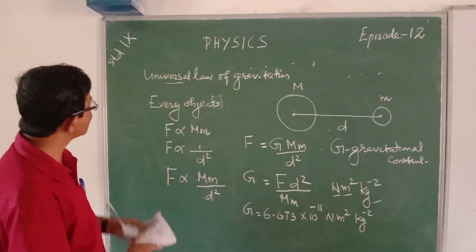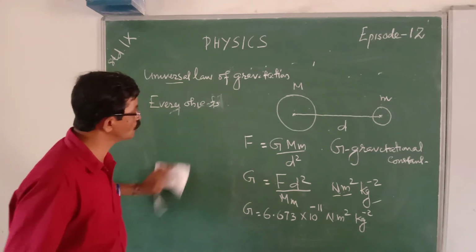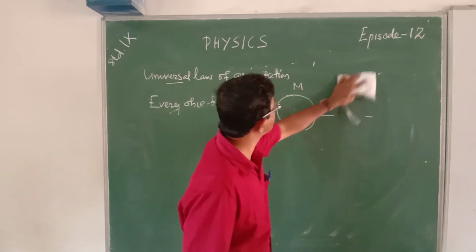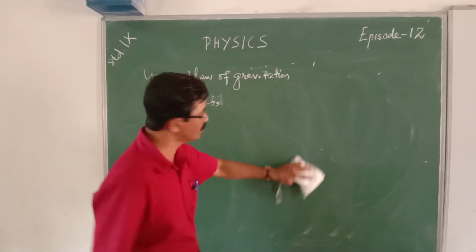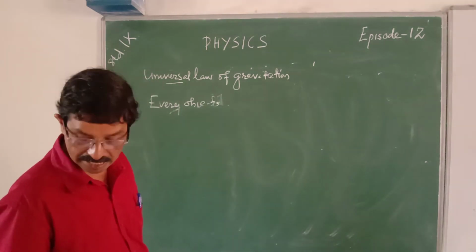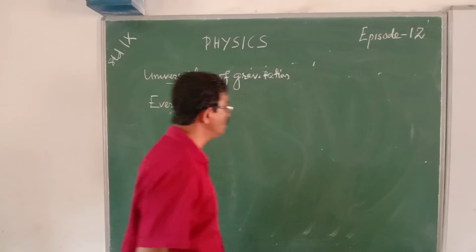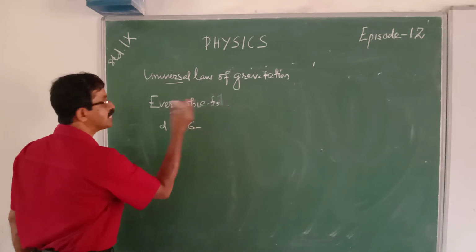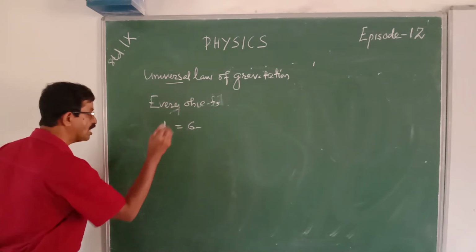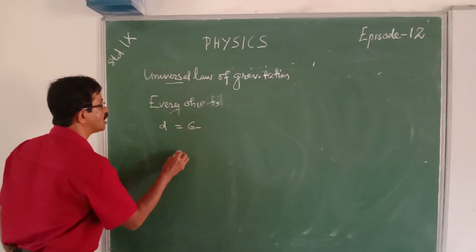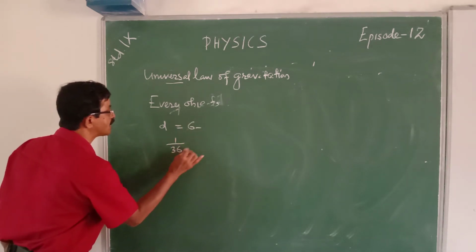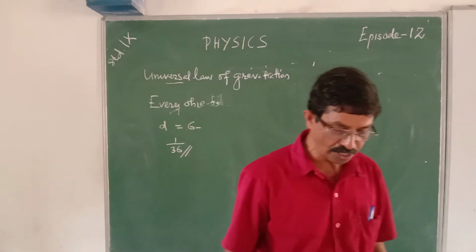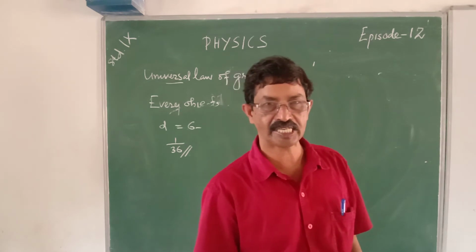It is also called an inverse square law, because suppose the distance between them is increased 6 times, then the force becomes 1 by the square of 6, that is, the force becomes 1 by 36. The force is now reduced to 1 by 36.